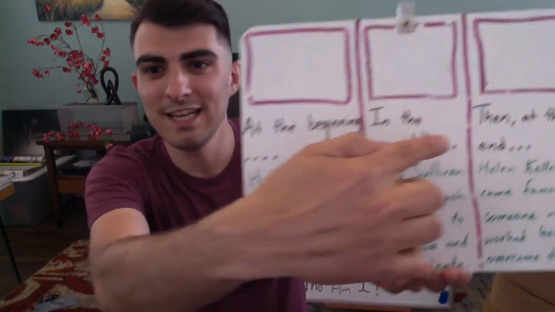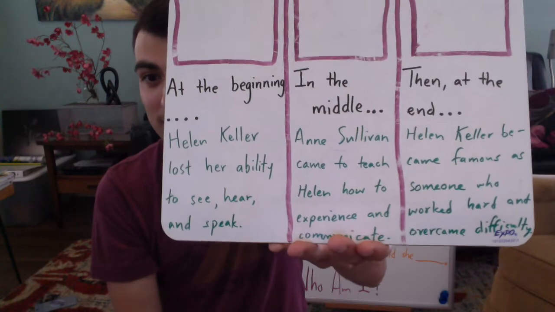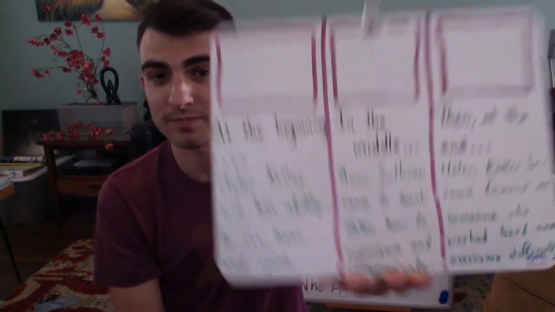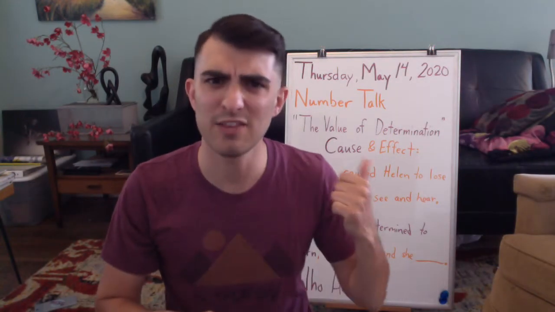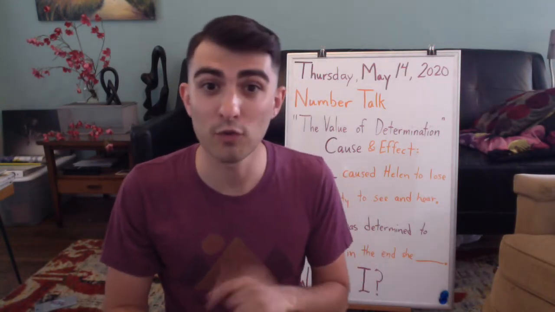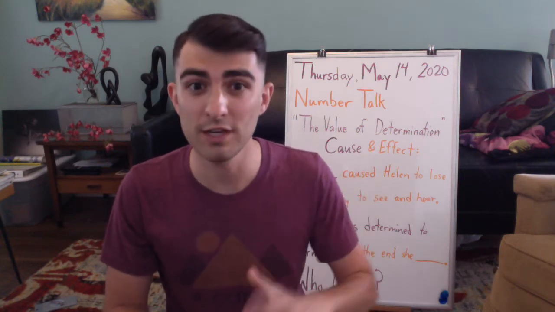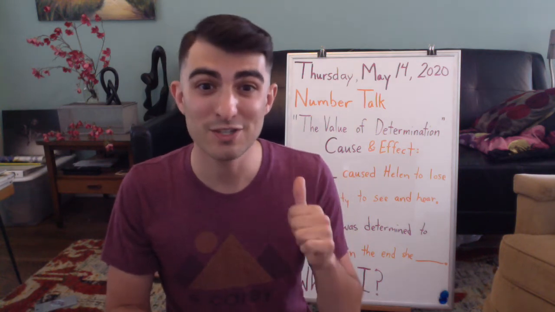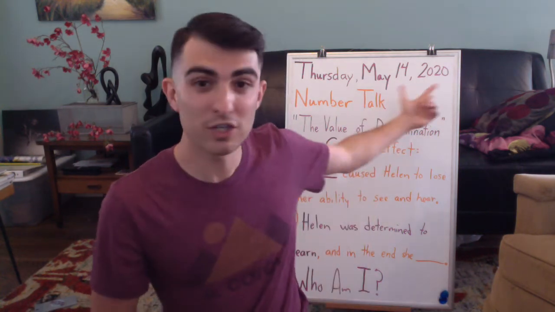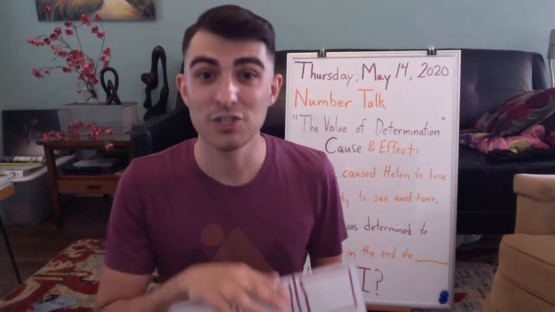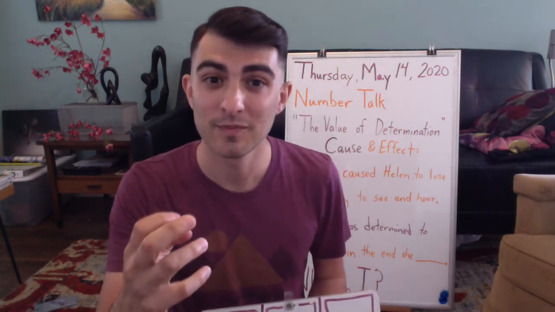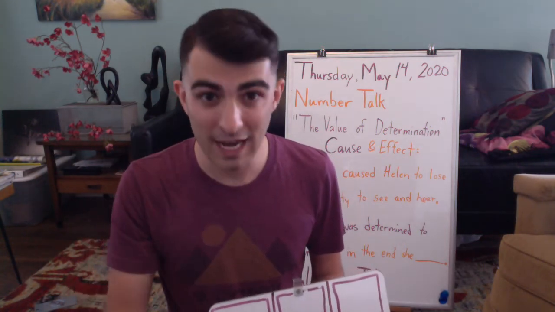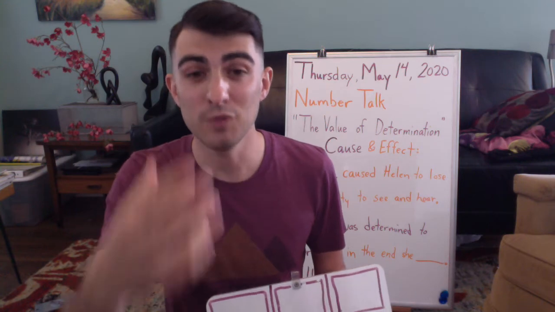And then I said, in the end, Helen Keller became famous as someone who worked hard and overcame difficulty. Even today, we did the math yesterday, it was 140 years ago Helen Keller was born. 140 years. That is multiple lifetimes. But we are still talking about her today in the year 2020 because she encountered a problem and she pushed and tried and was determined, and she overcame and learned how to communicate and experience the world.